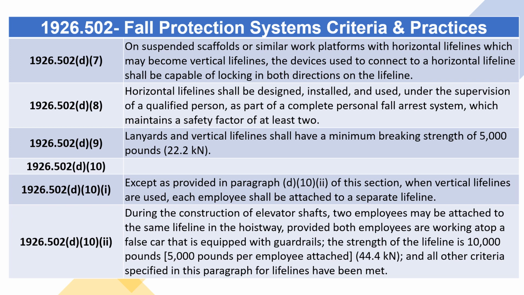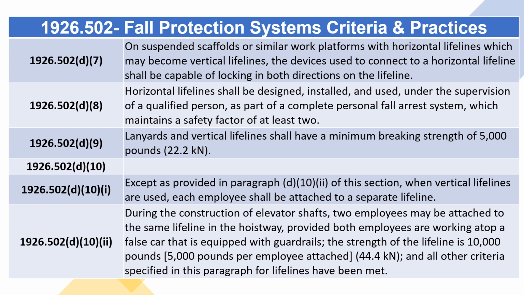1926.502 D9. Lanyards and vertical lifelines shall have a minimum breaking strength of 5,000 pounds (22.2 kN). 1926.502 D10. 1926.502 D10(1). Except as provided in paragraph D10(2) of this section, when vertical lifelines are used, each employee shall be attached to a separate lifeline.